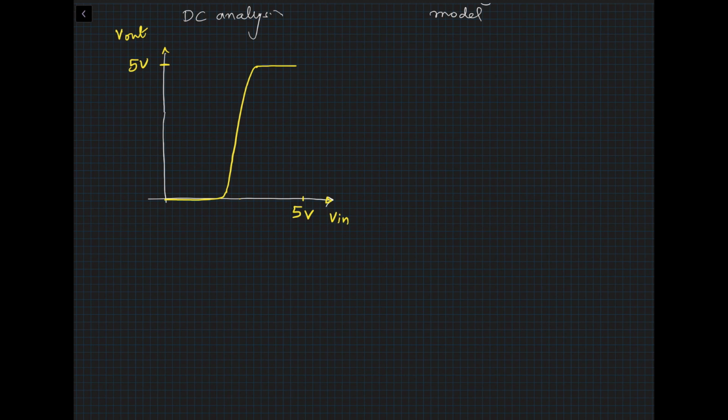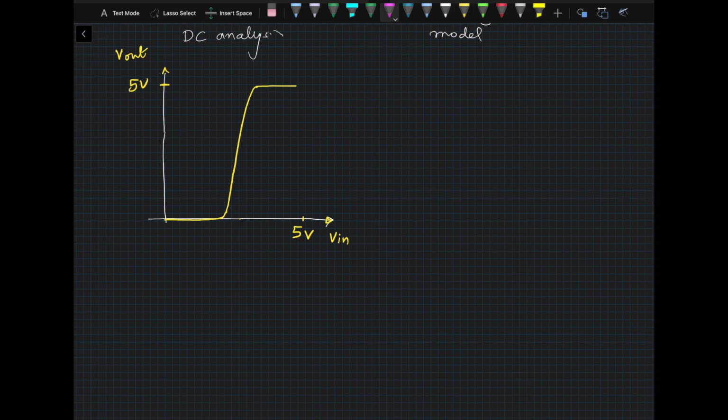What we can see now is that this middle range is where you have high gain. So I'm going to draw a point here. This is where we would like to operate our amplifier.